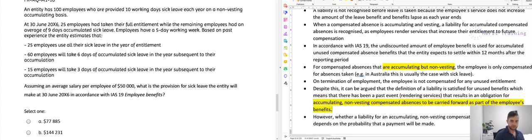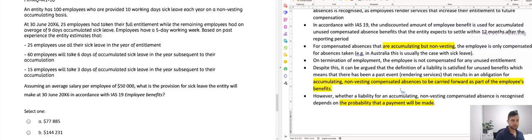So what this is saying is, even though it's non-vesting, you still need a provision there for any payments in the next year that you need to make. For example, if staff have been accumulating sick leave and they're expected to take it in the next 12 months, you need to have a provision for that amount. If you're not expecting them to take all of the days, then you don't necessarily raise a provision for it. It's only if it's probable that it's payment. So it depends on the probability that a payment is made, right?